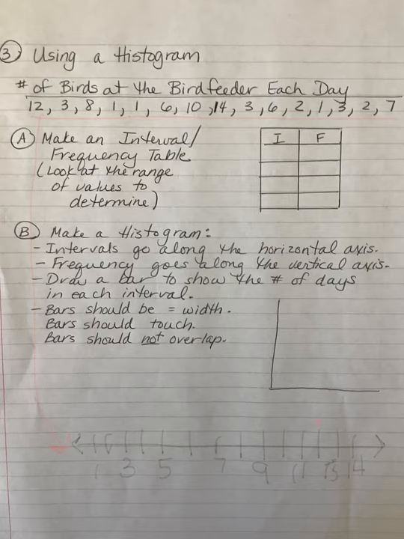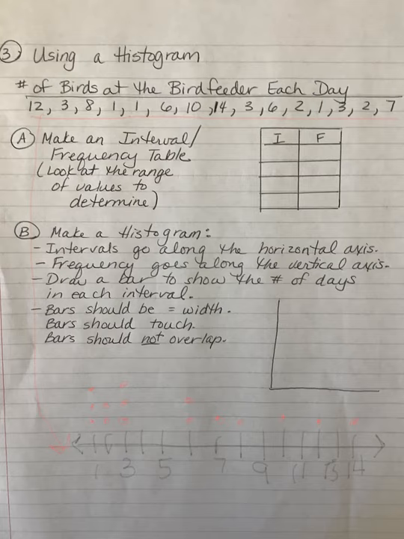Then 3, then 8, 1 and 1, 6 and 10, 14, 3, 6, 2, 1, 3, 2, and 7. So when I count that up, I want to make sure I included them all.